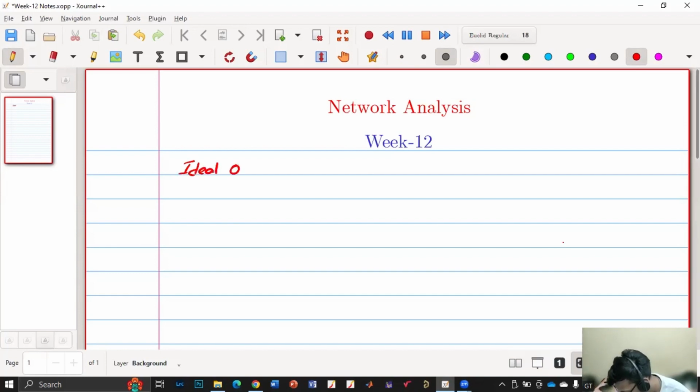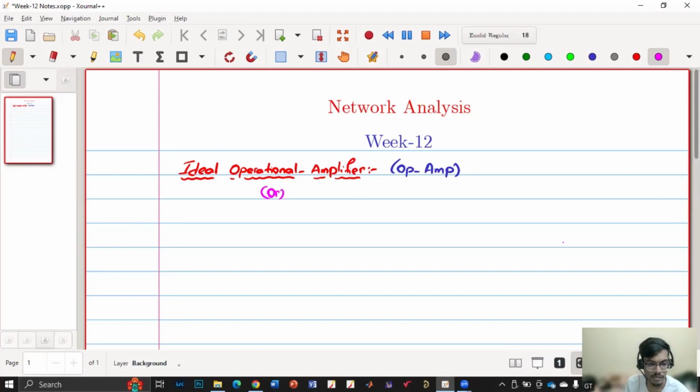Ideal operational amplifier. Okay, so this is the op-amp, simply called an op-amp. We can also call it a differential amplifier. Basically, it will amplify the difference in the input signal. So that's why we can also call it a differential amplifier.